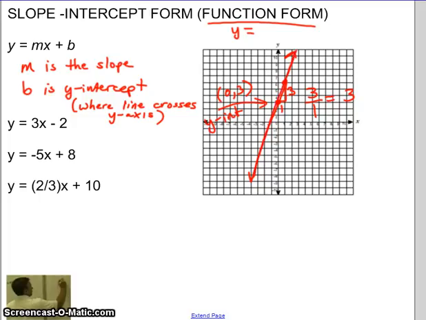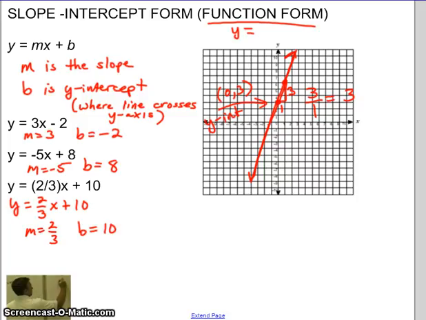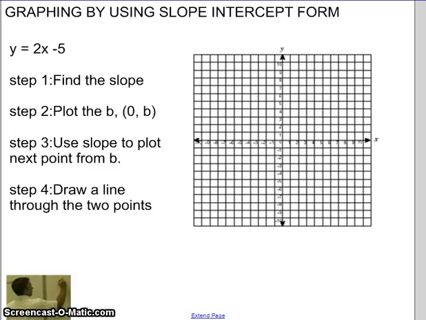If we look at our examples, the slope for y equals 3x minus 2 is 3, and the y-intercept is negative 2. The slope for negative 5x plus 8 is negative 5, and the y-intercept is 8. The slope for 2/3 x plus 10 is 2/3, and 10 is the y-intercept. Remember, y and x represent all the coordinates, the ordered pairs that are on our line.